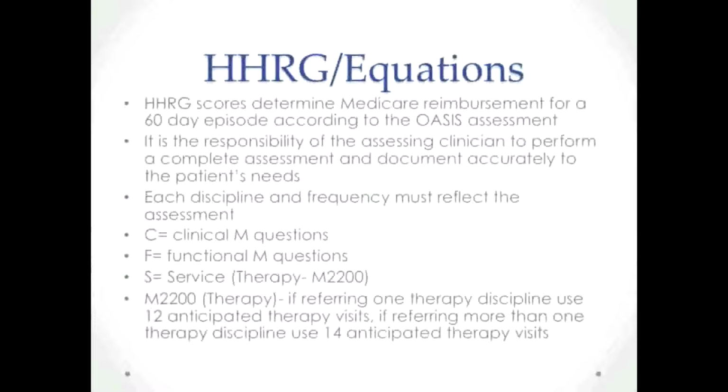If you're referring one therapy discipline in the home, your anticipated number of visits will be 12. If you have two or more therapy disciplines in the home, your anticipated number of therapy visits will be 14. So if you have PT only going into the home, your M2200 should be answered 12. If you, for example, have PT, OT, and ST going into the home, your anticipated number of therapy visits is 14.